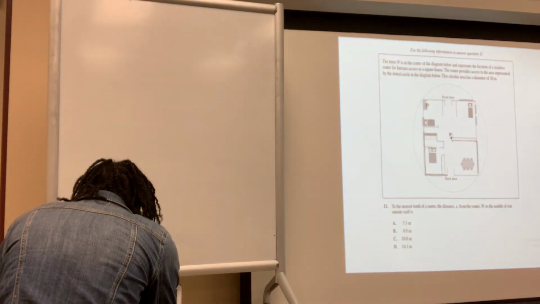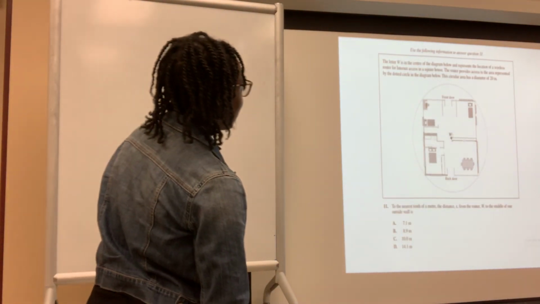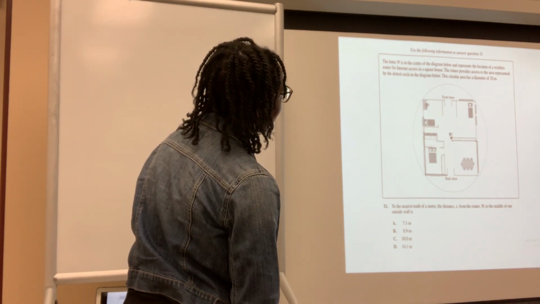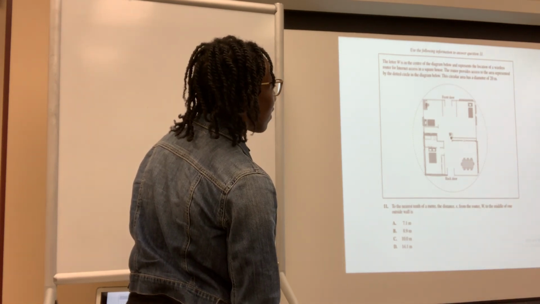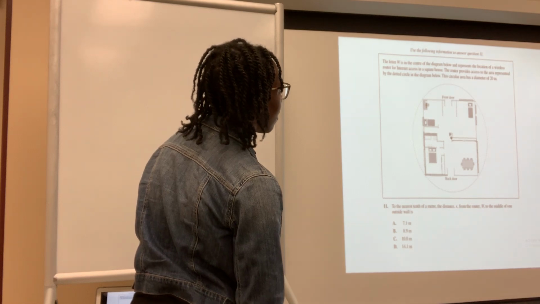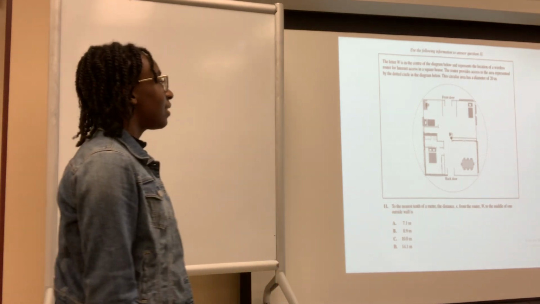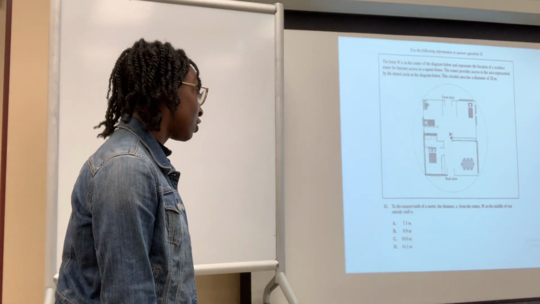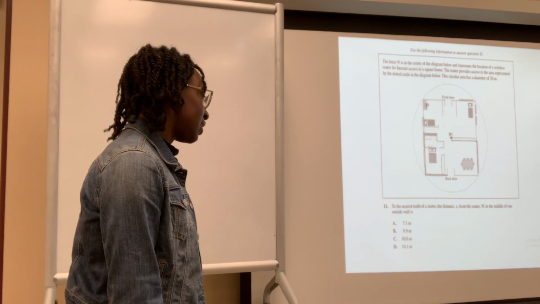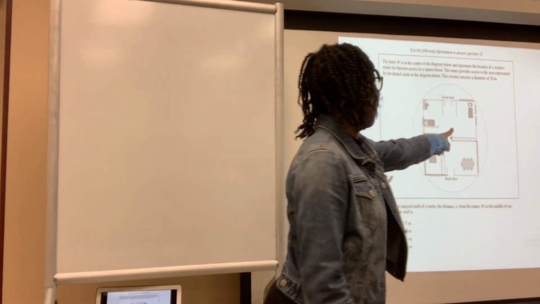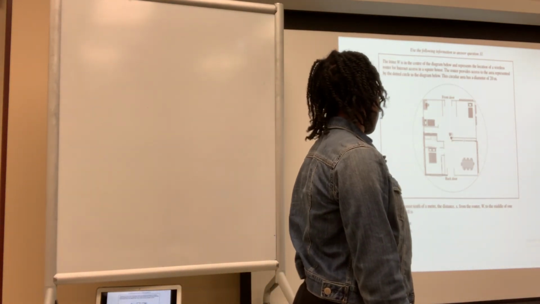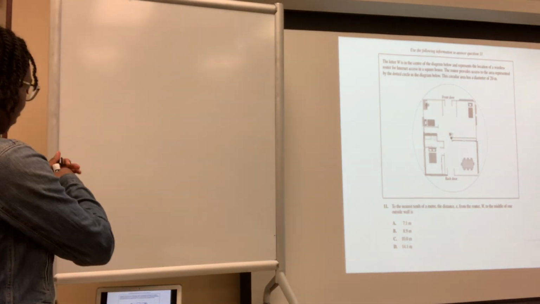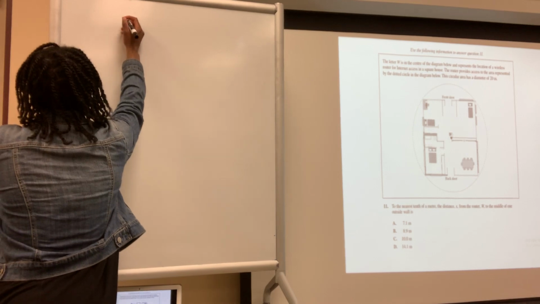Okay, next question. The letter W is in the center of the diagram below and represents the location of the wireless router for internet access in a square house. The router provides access to the area represented by the dotted circle in the diagram below. This circular area has a diameter of 20 meters. So to the nearest tenth of a meter, the distance x from the router to W, the middle of the outside wall, is what? So again, I'm going to just redraw this out because I don't have this on paper.